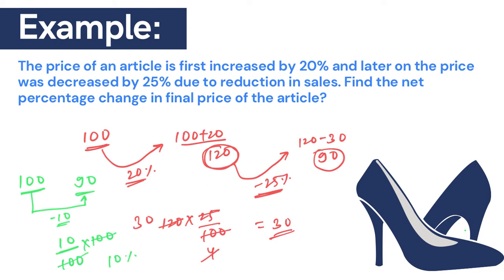So this is 10%. Or directly I could have said that because this is already 100, the value on 100 is called a percentage. So this is 10%. And minus means this is decreased. According to formula, we are getting the same answer. Our answer is 10% decrease.